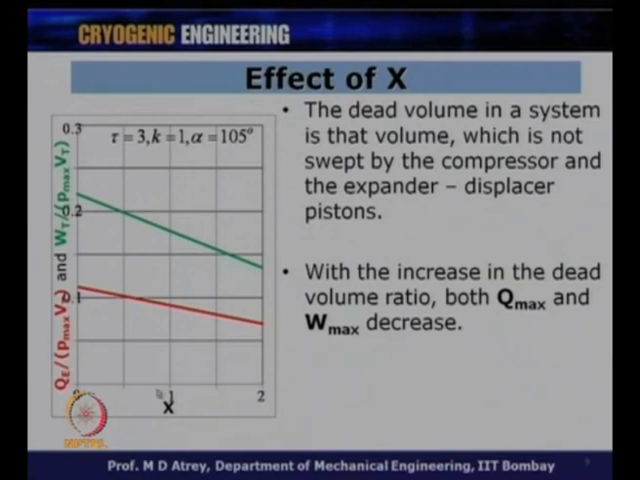That means, addition of dead volume is actually detrimental from the performance point of view or from the cooling effect point of view. At the same time, the work input has also reduced. So, again the COP of the system, what you can see from here, is going to remain constant because COP depends only on the value of tau, and this is as far as the ideal Stirling cycle is concerned. In an actual system, things will change.